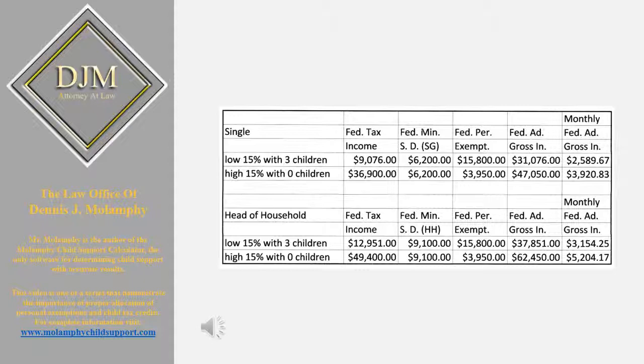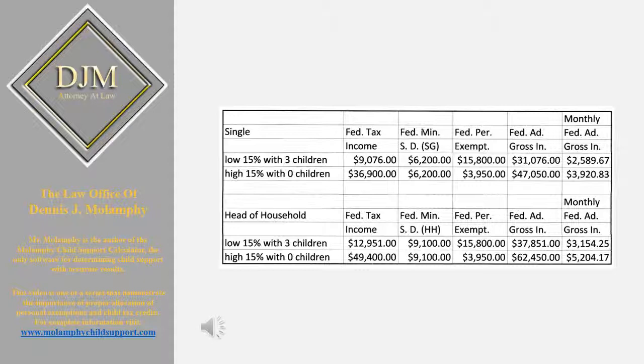What is the lowest adjusted gross income for a single parent claiming 3 federal personal exemptions from children that has some federal taxable income taxed at the 15% rate? Start with a taxable income of $9,076 and add the minimum standard deduction for a single filer of $6,200 plus 4 personal exemptions totaling $15,800 generates an adjusted gross income of $31,076 or $2,589.67 per month.